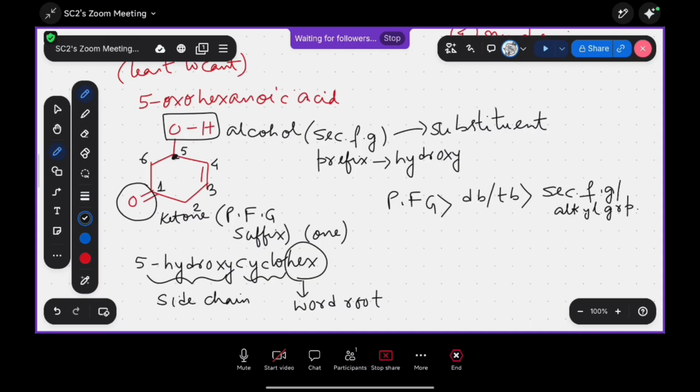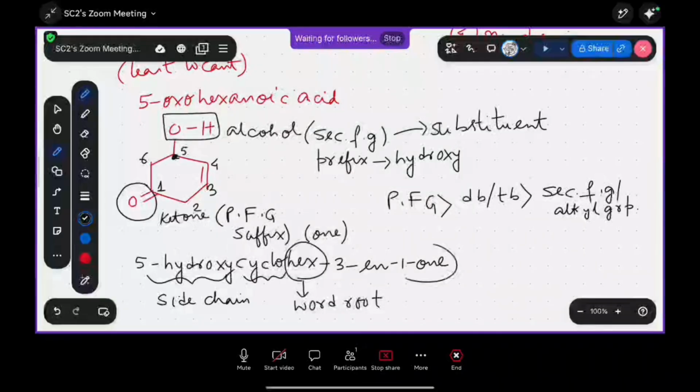Cyclohex. Now there is a double bond. The double bond position is 3. So cyclohex-3-ene, and at the 1 position we are having -one. But again, the e in -ene and the o in -one are vowels together, so we will not use 2 vowels. What will we do? We'll simply remove the letter e. Cyclohex-3-en-1-one. This is how you write the IUPAC name.